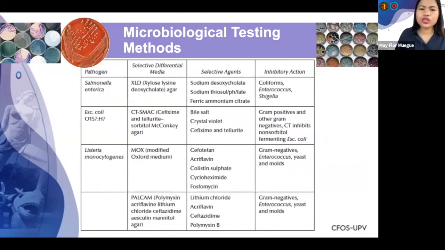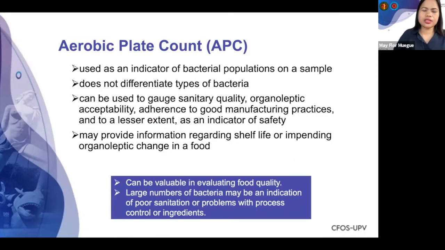Ayan, so this one shows the pathogen and then the selective differential media that you can use, no, to grow these specific pathogens. And then we have the selective agents that you can add, no, in your media. And this one shows the inhibitory actions, no, of using this medium. Okay, so you just check this slide further later para tutukan nyo na lang siya mamaya.